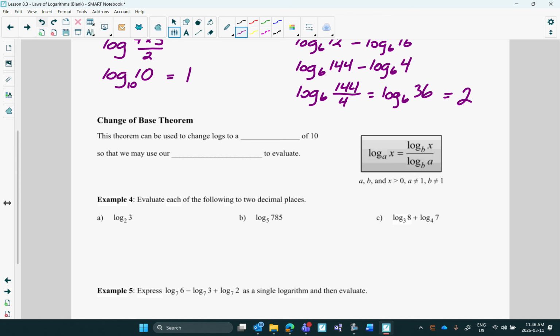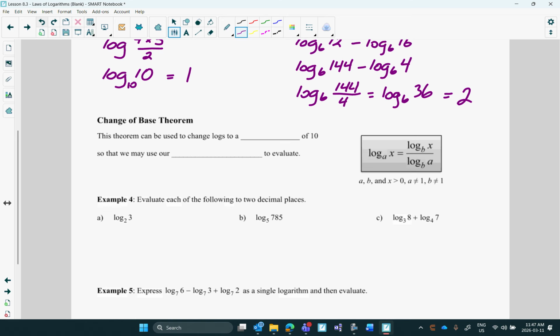But how would I do ones like this? It's not base 10, not base 10, not base 10. There is a way we can do it, and it's called the change of base theorem. If you've got the log base A of some number, it's the same as taking the log of that number, divided by the log of the base. And you can use any base you want. So what base are we going to use? 10.